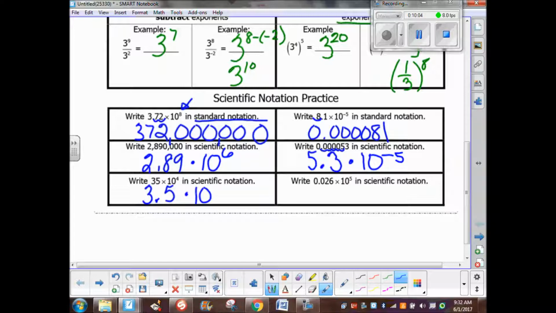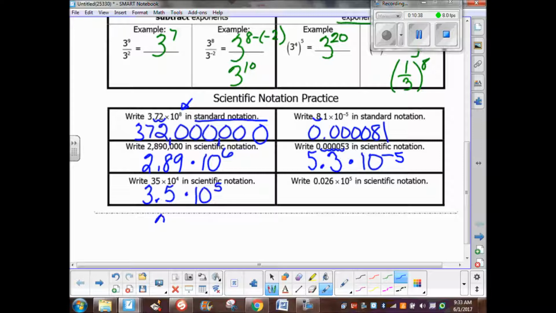No, because remember, I made it 3.5. Is 35 bigger or smaller than 3.5? 35 is bigger than this. So I have to make this exponent what? Bigger. I said it was 4. Test it. Type it into your calculator. Type in 35 times 10 to the 4th. Go, do it. 35 times 10 to the 4th.